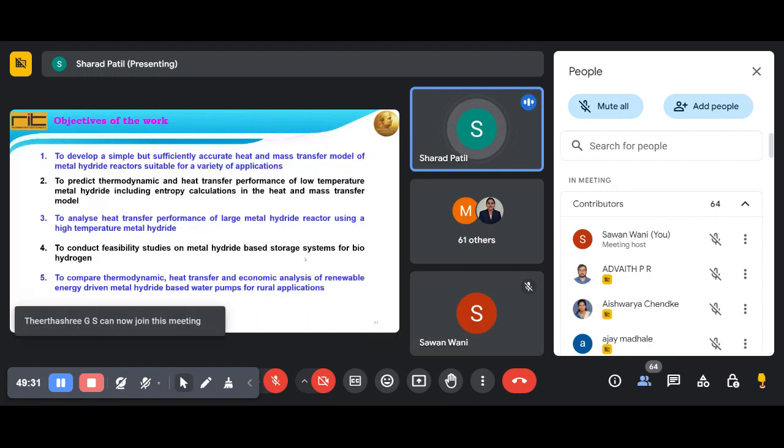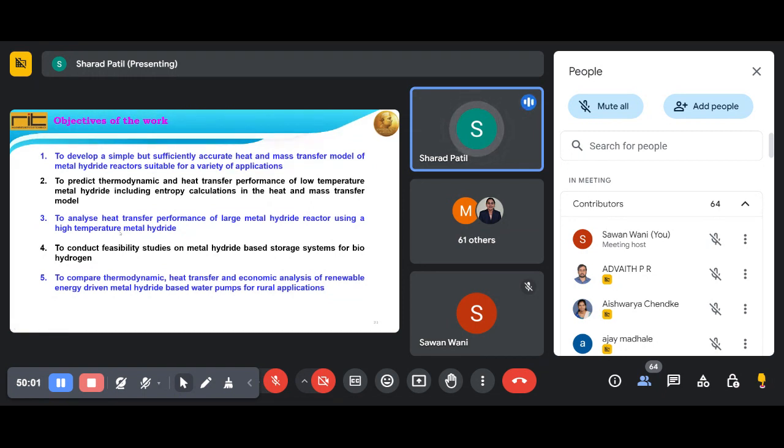So what I proposed is that I will have the thermodynamic analysis, a heat transfer analysis, as well as a second law analysis related to entropy, which has not been done earlier by any researcher. The next objective is to analyze the heat transfer performance of large metal hydride reactors using high temperature metal hydrides. Earlier, the second objective was for low temperatures. The next objective is for high temperature metal hydrides.